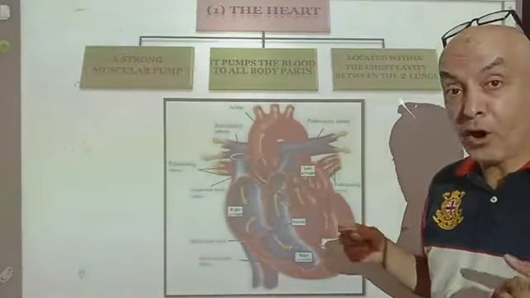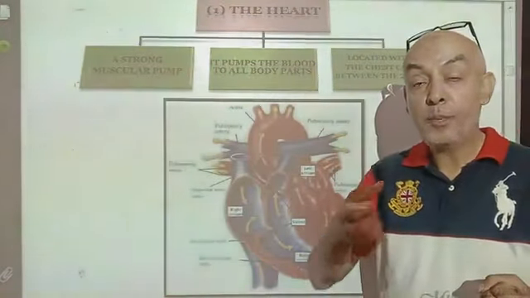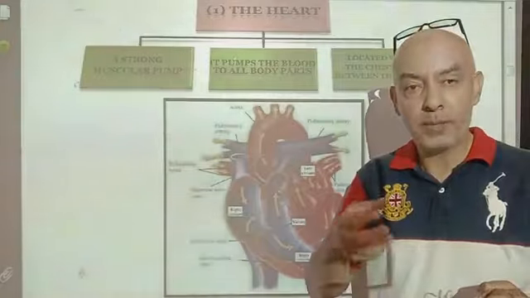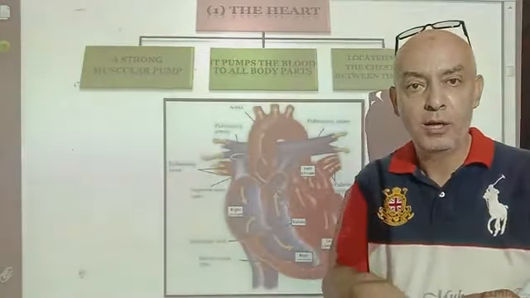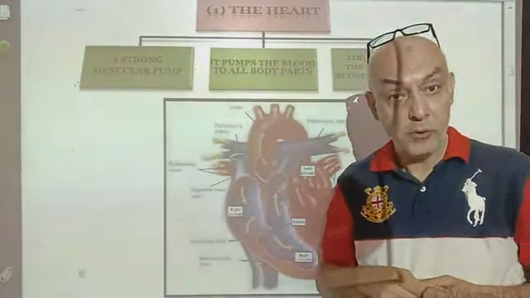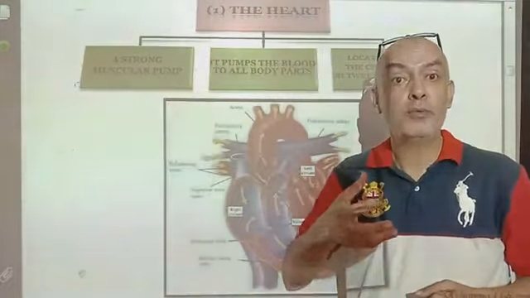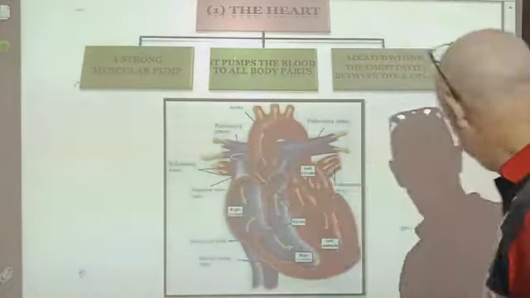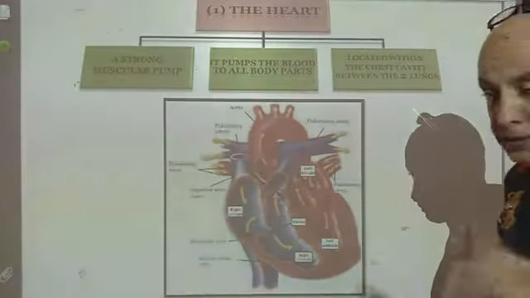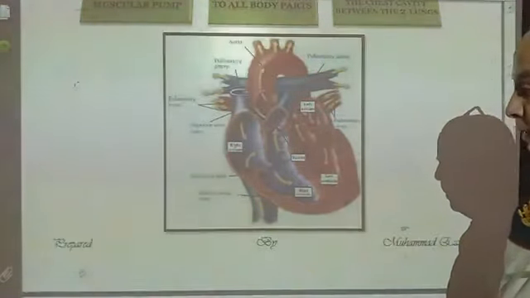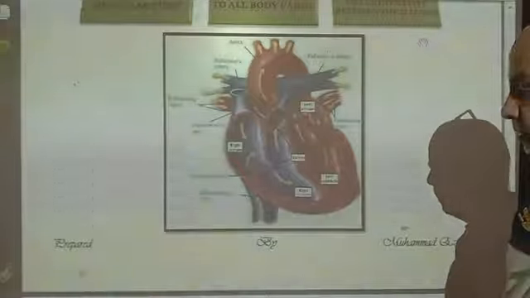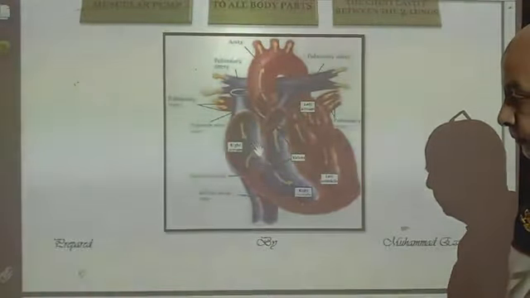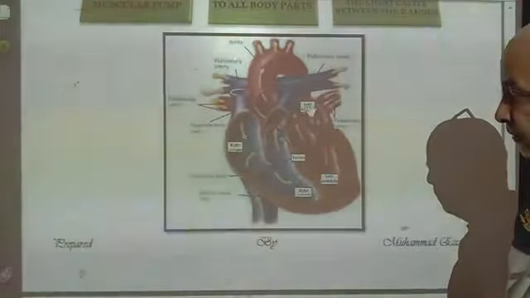The function of your heart is to pump the blood, to push the blood to all parts of the body. Your heart is a strong muscle which pumps the blood to all parts of the body. It consists of two sides, right side and left side. Here is the right side. And here is the left side.